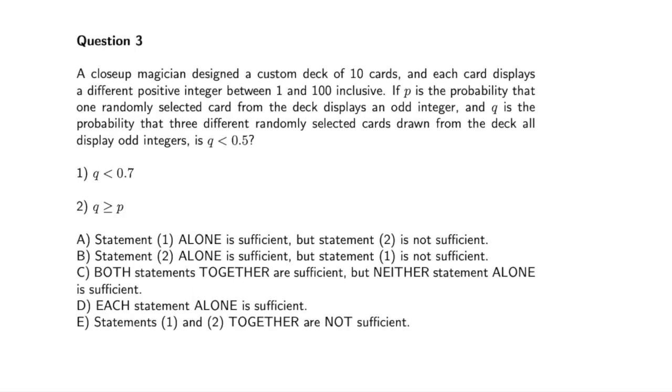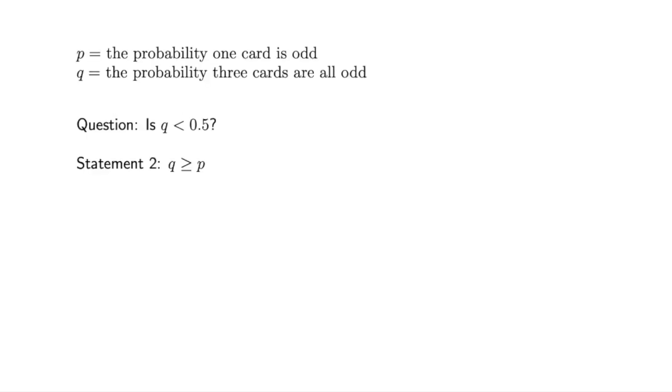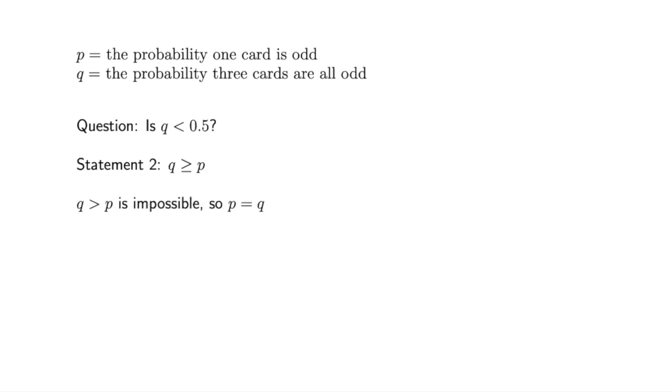Statement 2 at first glance might seem to be impossible. Statement 2 says Q is greater than or equal to P. But P is the probability of picking 1 odd-numbered card. Q is the probability of picking 3 odd-numbered cards in a row. It normally should be true that picking 3 odd cards in a row is much less likely than just that your first card you pick is odd. So Q could never be greater than P, that's impossible.